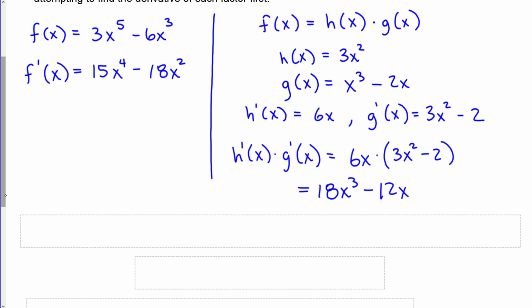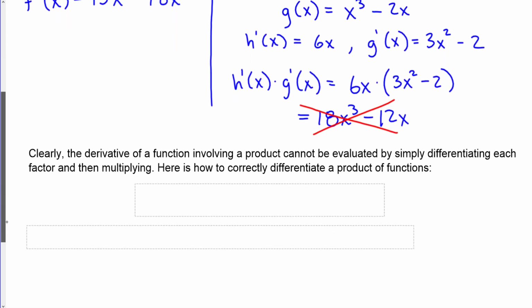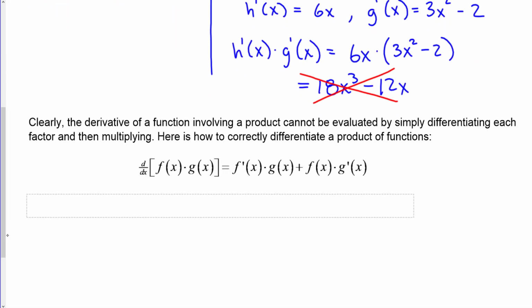You can't take the derivative of the first item in the product and multiply it by the derivative of the second item in the product. It just simply doesn't work. Okay, so let's establish the product rule and see what it tells us to do. So the product rule, what it says is this. The derivative of a product of two functions is the derivative of the first function times the second function plus the first function times the derivative of the second function, which looks crazy.